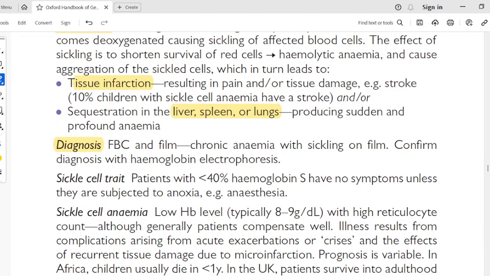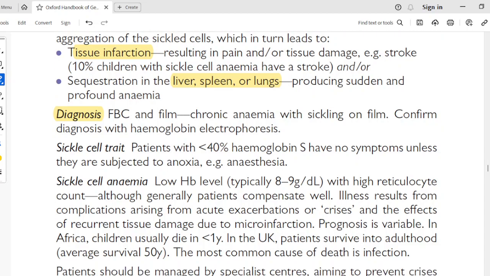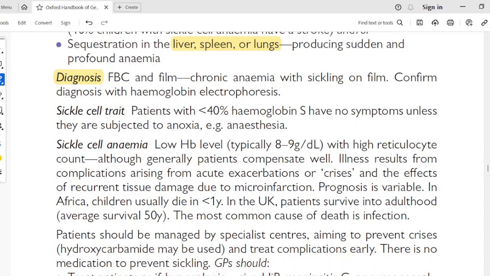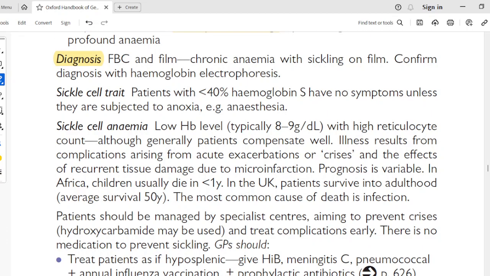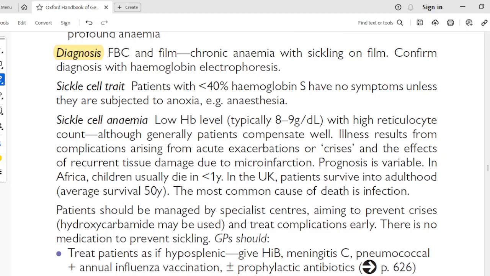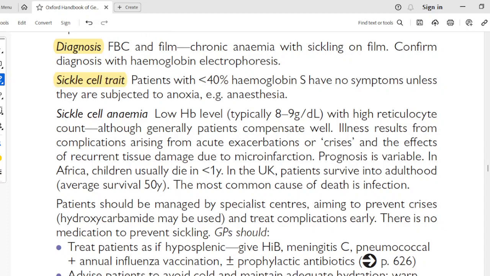Diagnosis. Full blood count and film: chronic anemia with sickling on film, confirmed by hemoglobin electrophoresis. Sickle cell trait: patients with less than 40% hemoglobin S have no symptoms unless they are subjected to anoxia. Example, anesthesia.